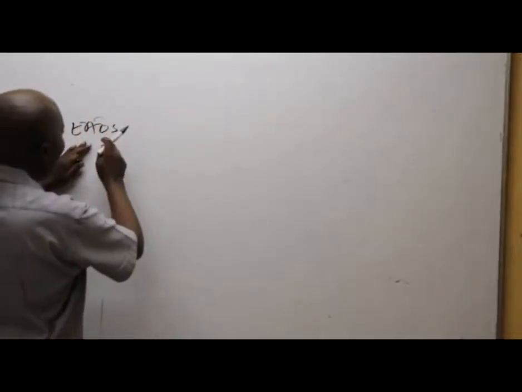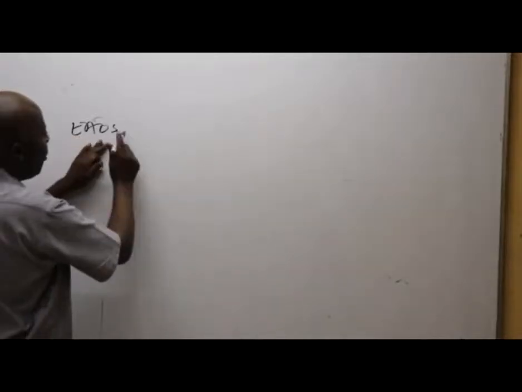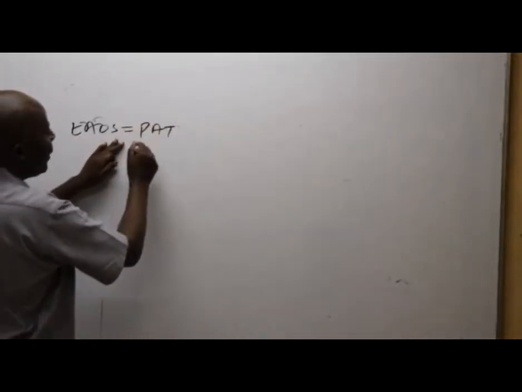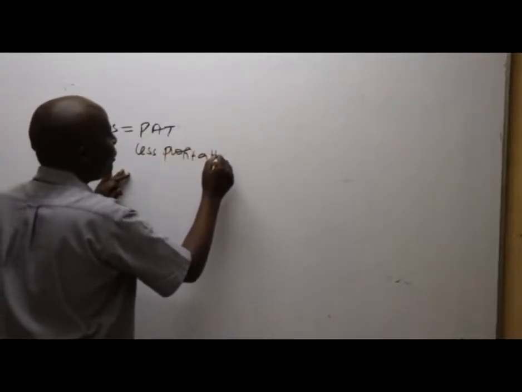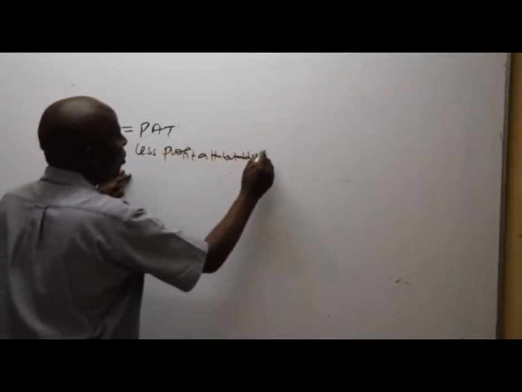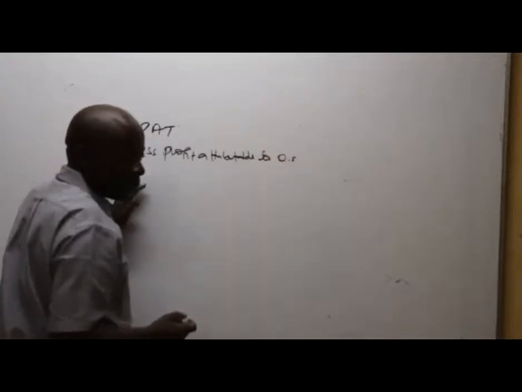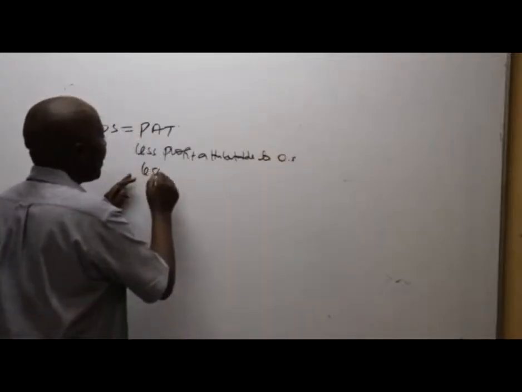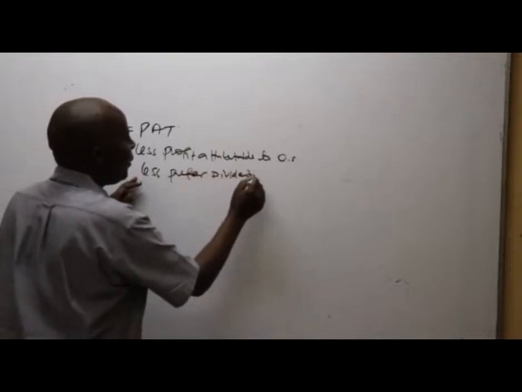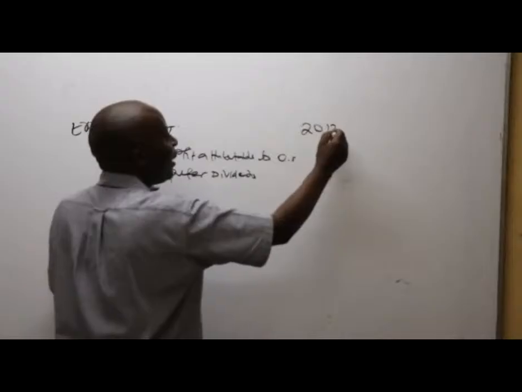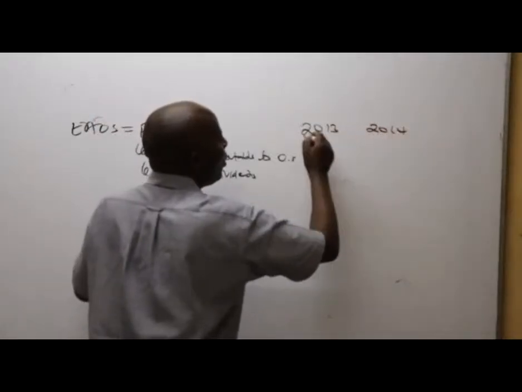The EROs, earnings attributable to ordinary shareholders. Take the profit, less profit attributable to ordinary shareholders, less preference dividends. Very easy, less preference dividends. We have two years, 2013 and 2014. Any low-hanging fruits?